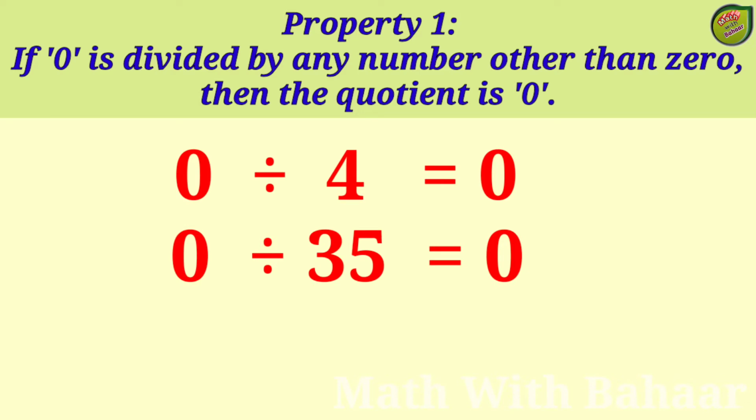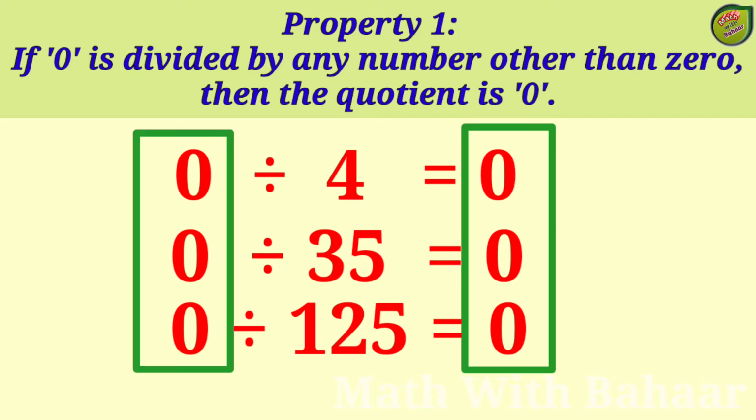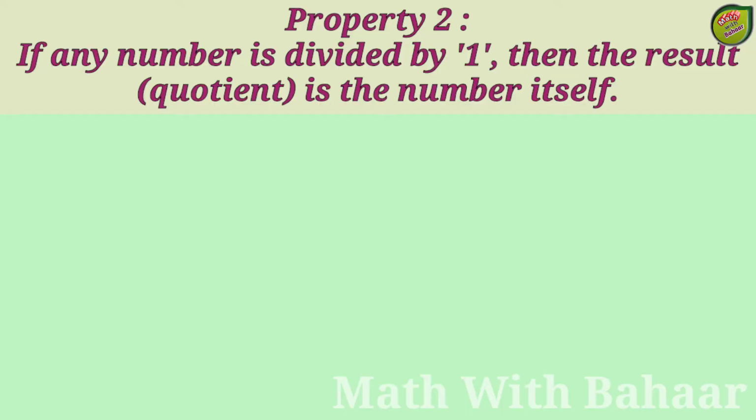0 divided by 35 is also 0 because again we can observe dividend is equal to 0. Then the third one you have 0 divided by 125, which is equal to 0. Again you have the dividend as 0, therefore you obtain the result also as 0, that is the quotient will be equal to 0. Next, let us understand the second property, which says that if you divide any number by 1, you get the result as the number itself.